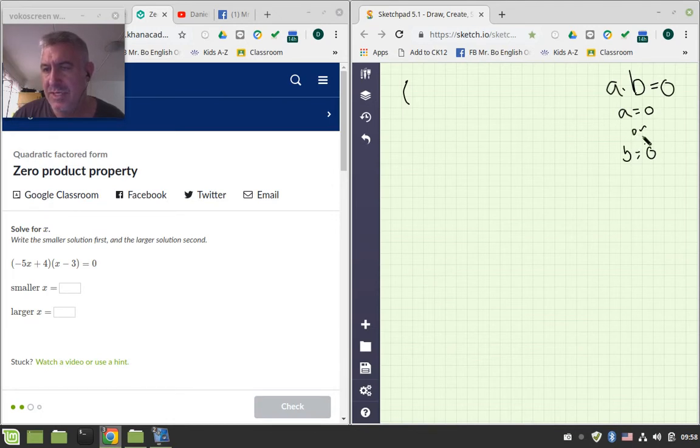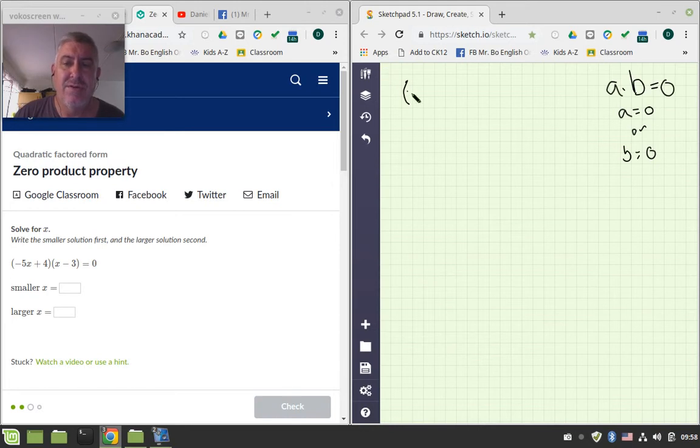b equals 0 or both, because if a is 0, then b can be 2 or 15 or a million, it doesn't matter, and the answer is 0. If b is 0, then a can be negative 5 or square root of 7 or e to the 5th power, it doesn't matter, and this is all 0.